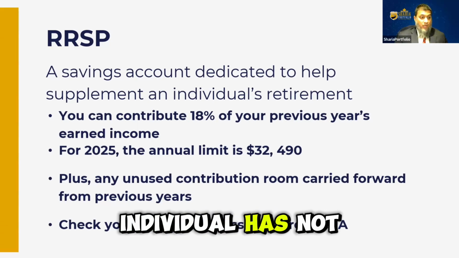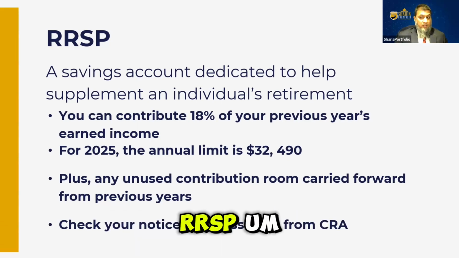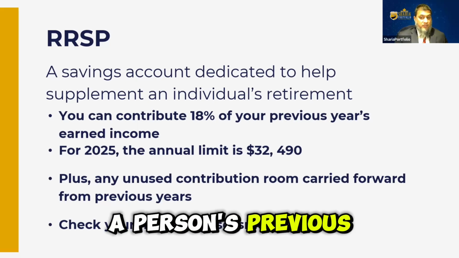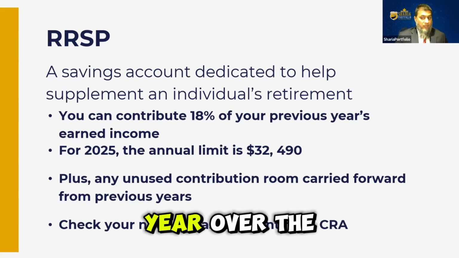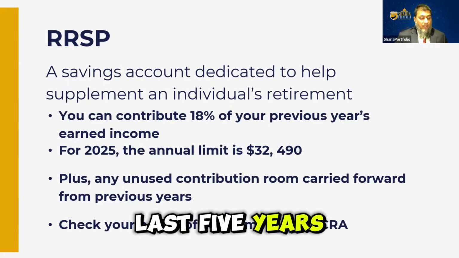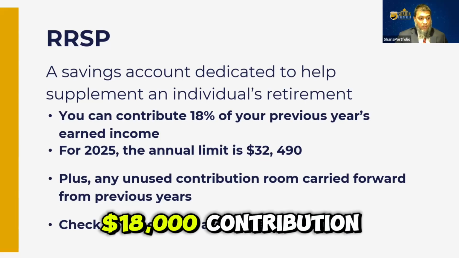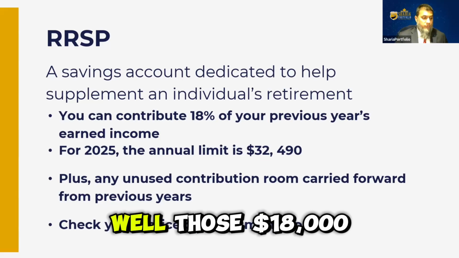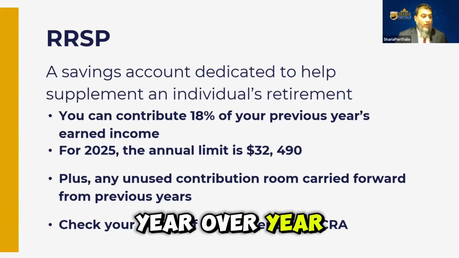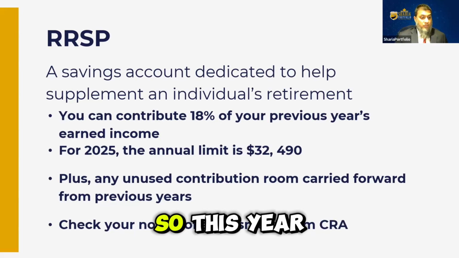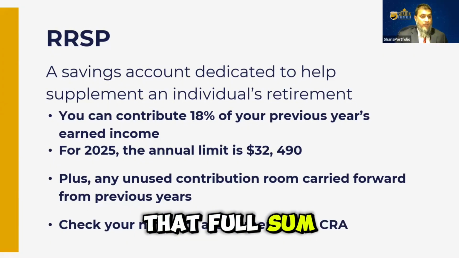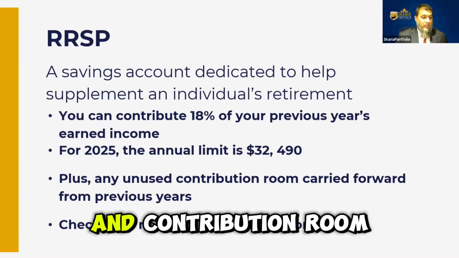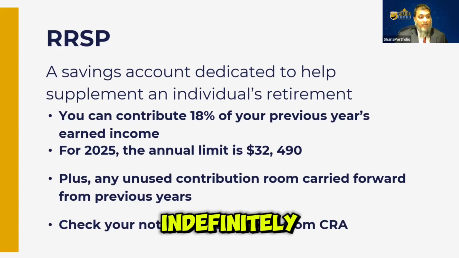So if an individual has not contributed to their RRSP, say, for example, the 18% of a person's previous years came to $18,000. The person was earning $100,000 a year over the last 5 years, and they had $18,000 of contribution room, but they didn't contribute. Well, those $18,000 year over year are cumulative. So this year they can actually backtrack and contribute that full sum. It's carried forward, and contribution room is carried forward indefinitely.